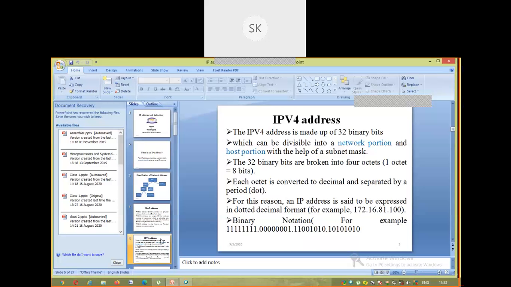IPv4 is a 32-bit address, and it is represented in the form of binary.